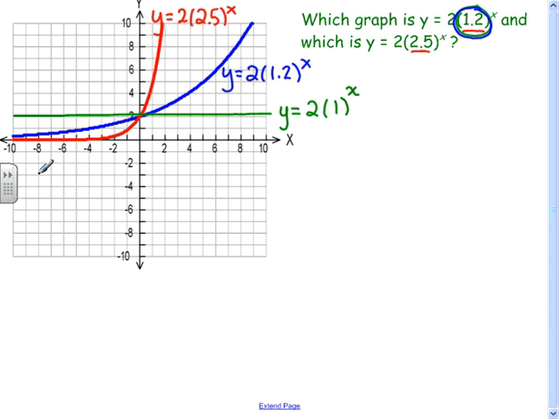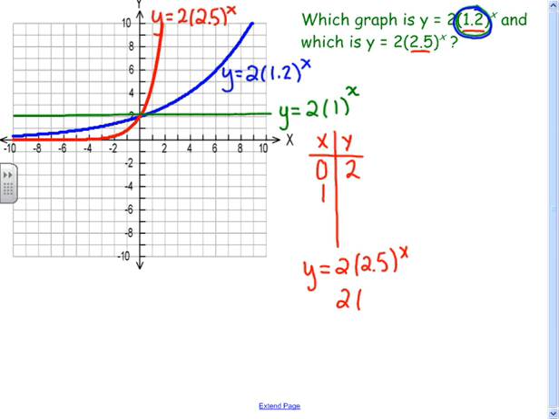Another way of doing this is to make a table of values. And you don't need many points in your table of values. In fact, you just need 2 points. This will be 2 times 2.5 to the x. If we put 0 in for x, of course we get 2 for y. If we put 1 for x, we'll have 2 times 2.5 to the first power, which is this 2.5. So that gives us an output of 5.